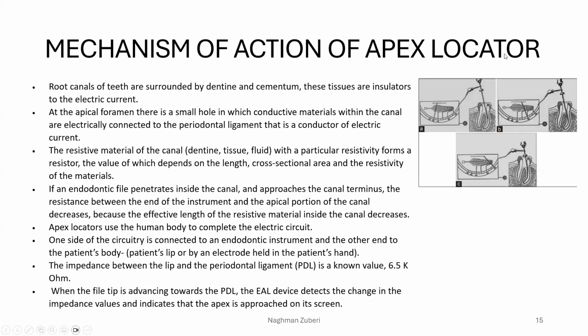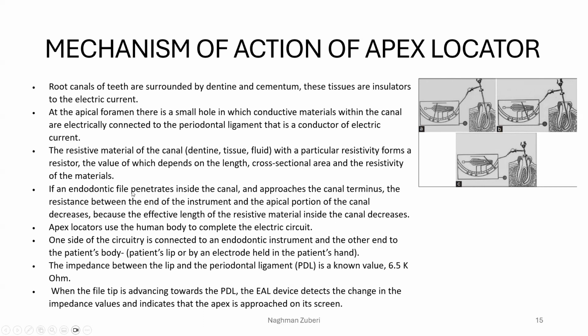Mechanism of action of the apex locator. Root canals of teeth are surrounded by dentin and cementum. These tissues are insulators to the electric current. At the apical foramen, there is a small hole in which conductive materials within the canal are electrically connected to the periodontal ligament, which is a conductor of the electric current. The resistive material of the canal, that is dentin or tissue fluid with a particular resistivity, forms a resistor, the value of which depends on the length, cross-sectional area, and the resistivity of the materials.